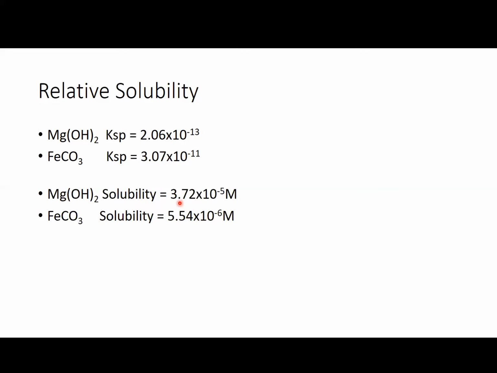The solubility of magnesium hydroxide is 3.72 times 10 to the minus 5, and the solubility of iron carbonate is 5.54 times 10 to the minus 6. That means this is the concentration of these ions in solution. And what we find out is that this is more soluble than that by about a factor of 10. This is 10 times more soluble than this is, even though the KSP here is 100 times smaller. Seems weird, right?